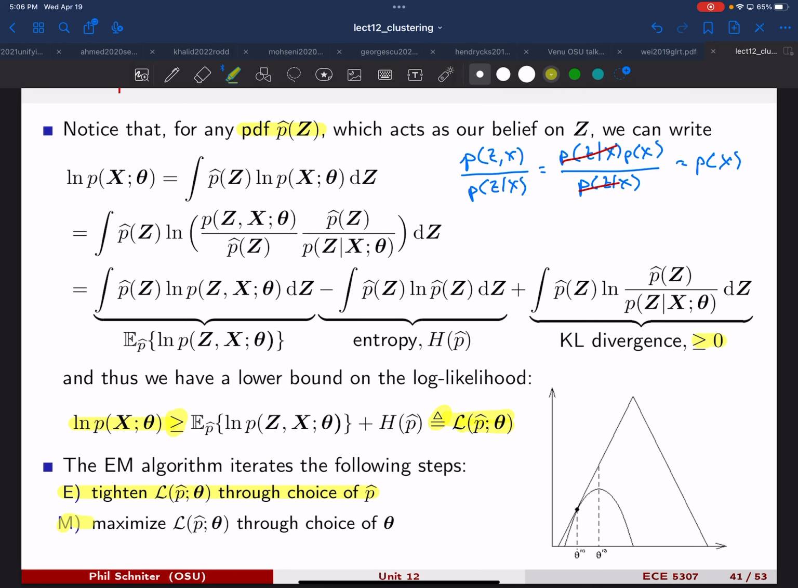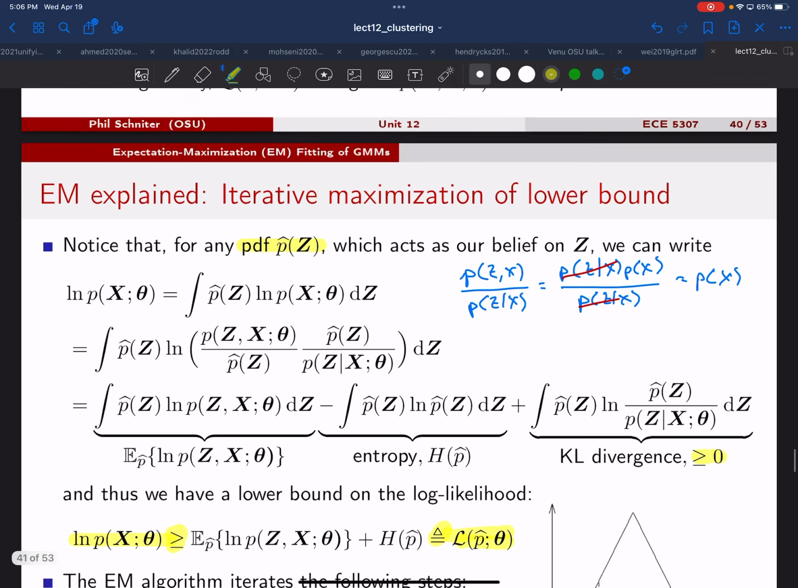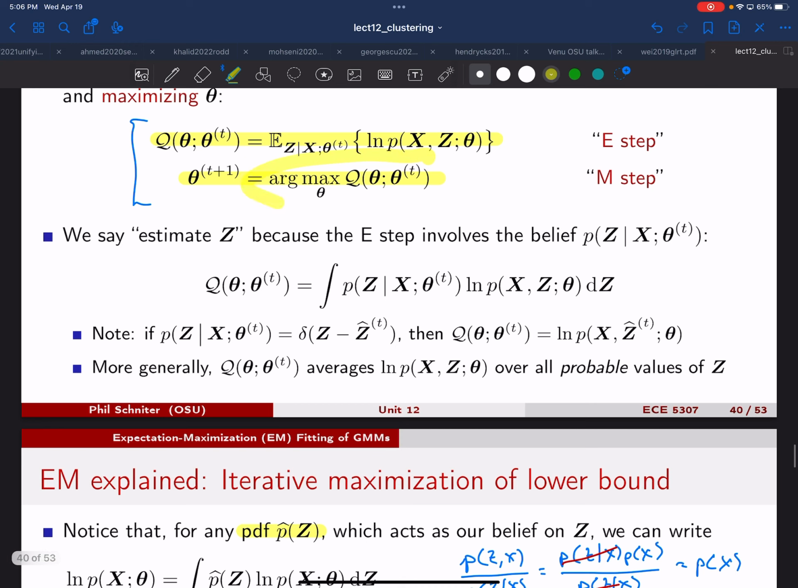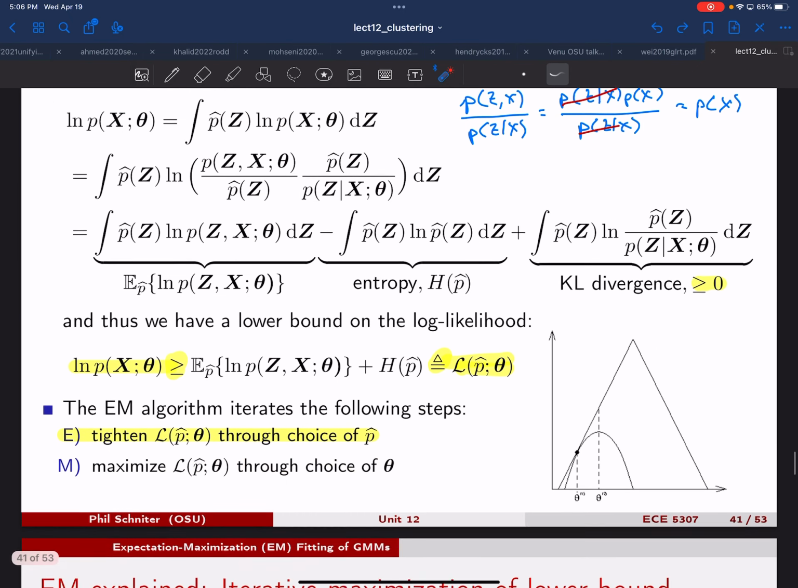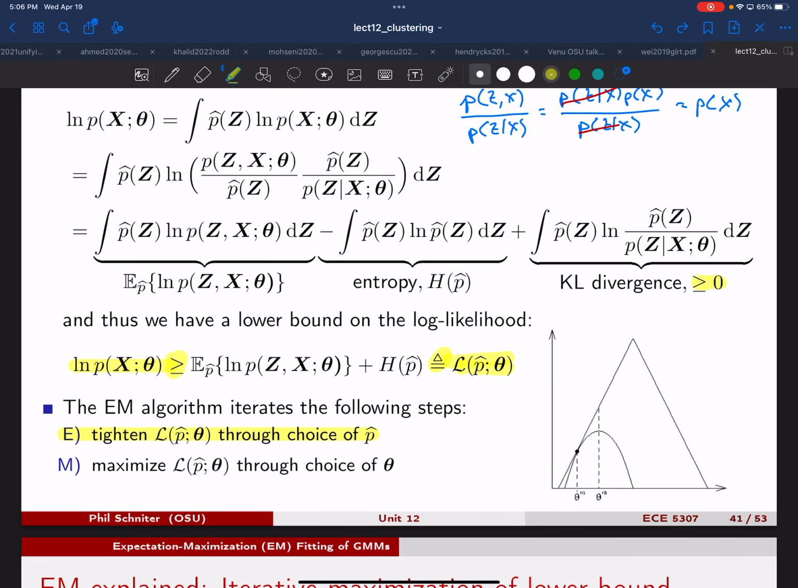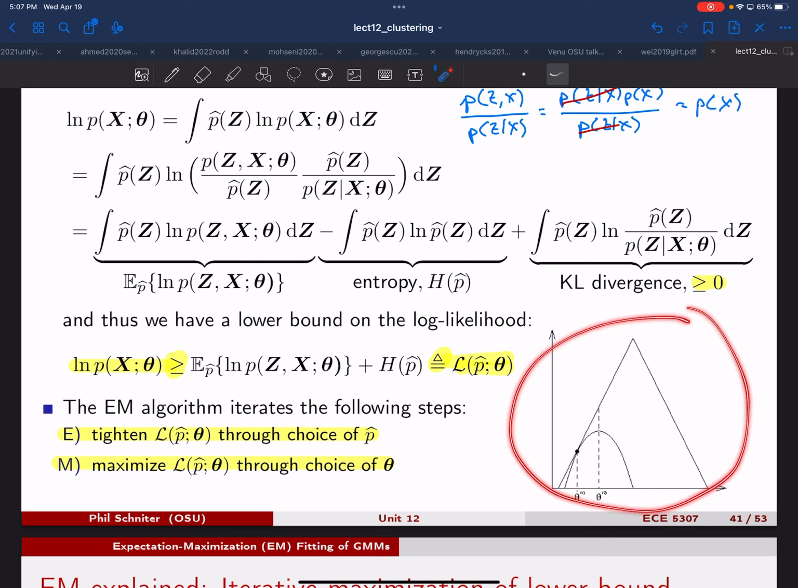So that's, again, closer to what we're doing. We're maximizing this expected log joint. That's what we're saying is happening here. And then the very last thing to explain is this tightening. Why does the EM algorithm choose the p hat that it does? Okay. Before we get into that, let me just show you maybe another intuitive picture.